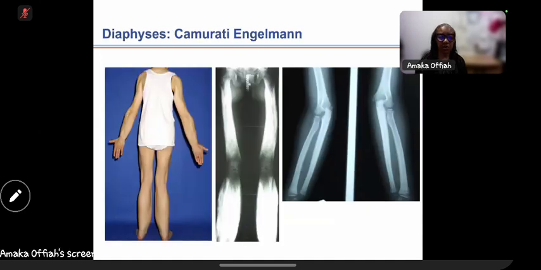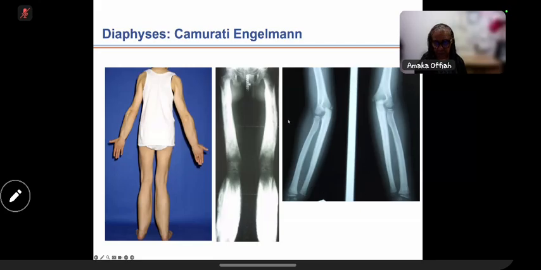Diaphyseal conditions, Camurati-Engelmann, this man here, the clinical picture and the radiograph are the same individual. I've never seen it as florid. This came from Christine Hall, who taught me and who gave me this radiograph. These are not obviously the forearms of the same patient.